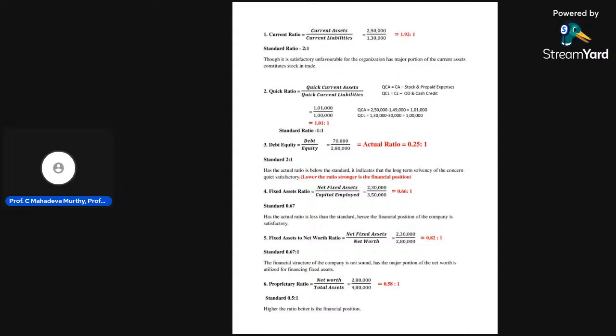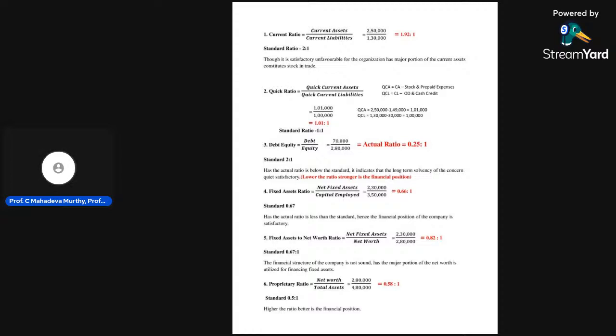If you go for calculating, current ratio is equal to current assets divided by current liabilities: 2,50,000 total current assets and total current liabilities 1,30,000. 2,50,000 divided by 1,30,000, 1.92 is to 1. The standard is 2 is to 1. If some problem asks for narration, you should exhibit the narration here also. What is the narration, the explanation for this ratio?